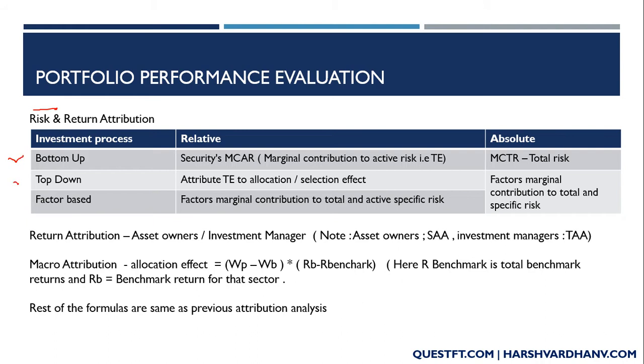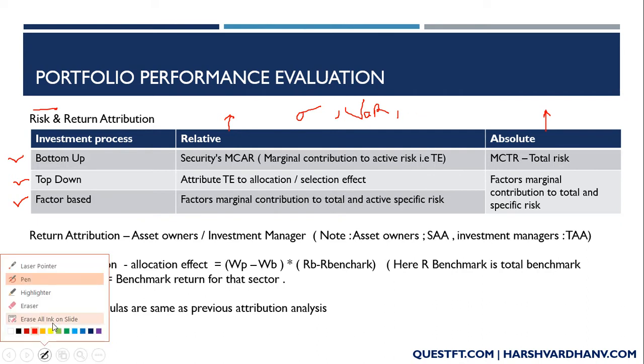So there are three methods. Obviously, we have seen this: bottom up, top down, and factor based. So what will happen if it is compared to a benchmark, and what happens if it's compared to an absolute basis? So what is the risk of the portfolio? Standard deviation is one of the risk metrics. Value at risk is one of the risk metrics. Volatility is one of the risk metrics. So on and so forth. Downside deviation could be one of the risk metrics. So these are the multiple risk metrics that we usually encounter in our measurement.